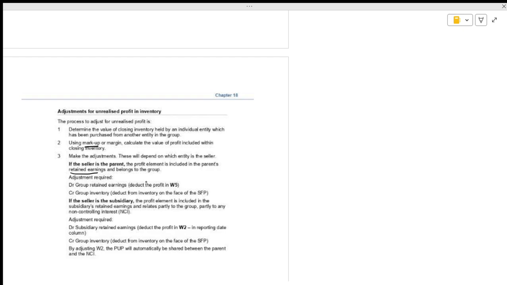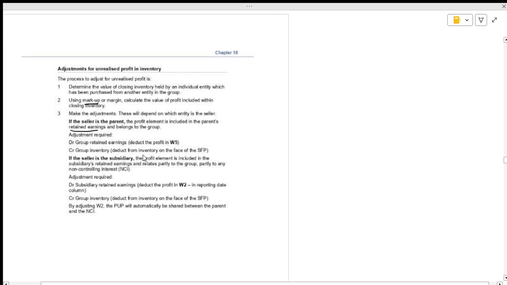Fine. Adjustment entries: debit the retained earnings, credit the group. We will do the reverse if the seller is the subsidiary. If the seller is the subsidiary, we do the adjustment in the NCI. If it is the parent, we do it in the retained earnings. Okay. Next.